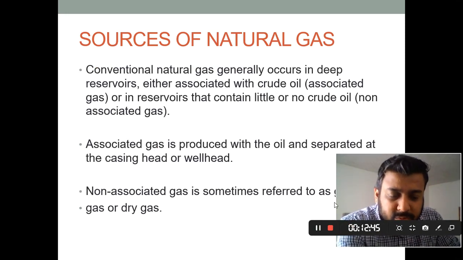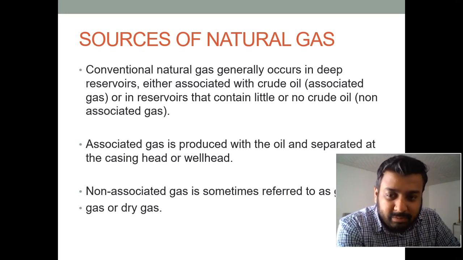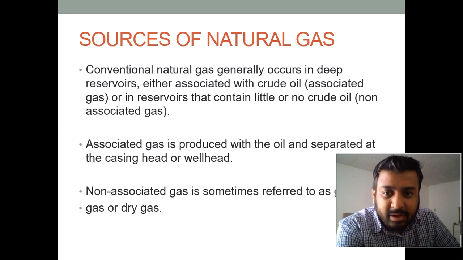Well, we have two kinds of gas reservoirs here. One is the associated gas reservoirs. We call them combination drive also, where oil and gas exist together. But on the other side, we have reservoirs which have only gas, or sometimes gas and water. So we have associated gas and non-associated gas.